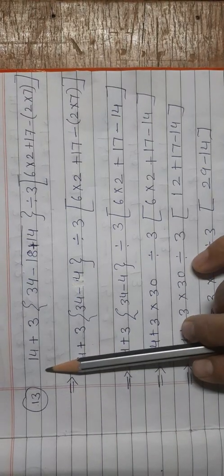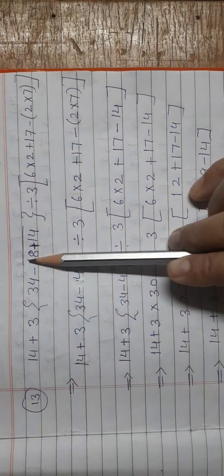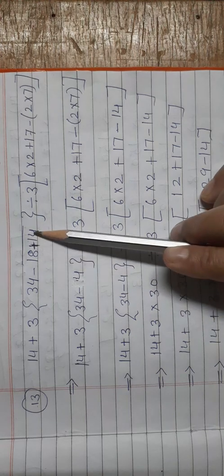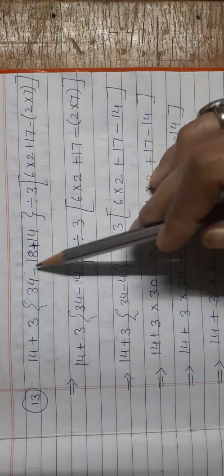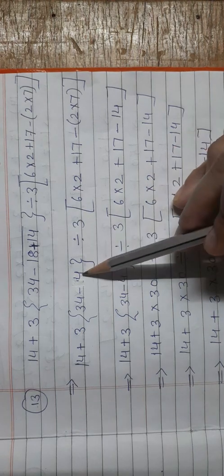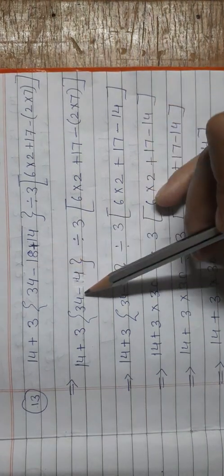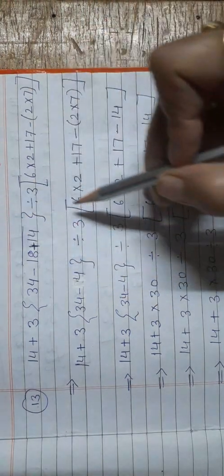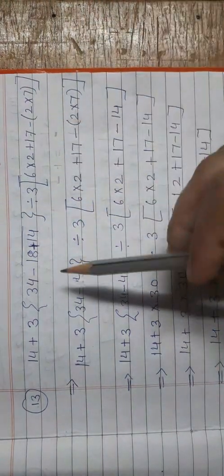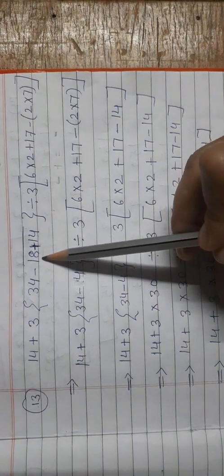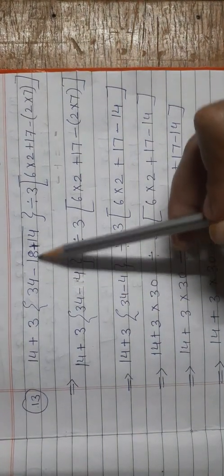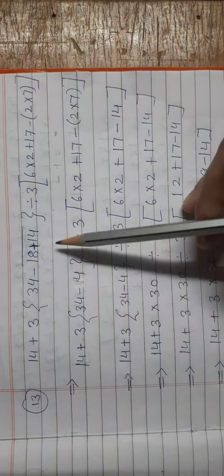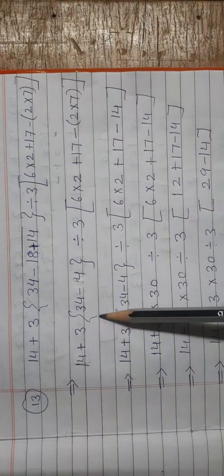Now question number 13. Students, here you can see bar bracket. So we have to solve the first bar bracket. Now minus 18 plus 14 is equal to minus 4. Why minus 4? Because minus plus is equal to minus. So we have to subtract 14 from 18, and minus 18 is larger than 14, so we have to put minus sign here. Now keep the remaining digits same.